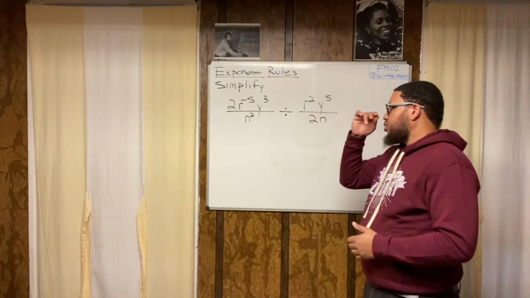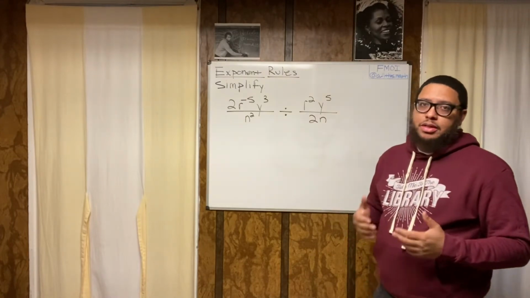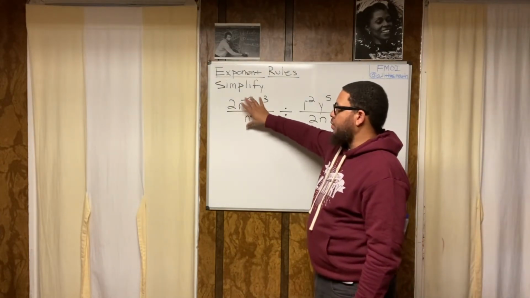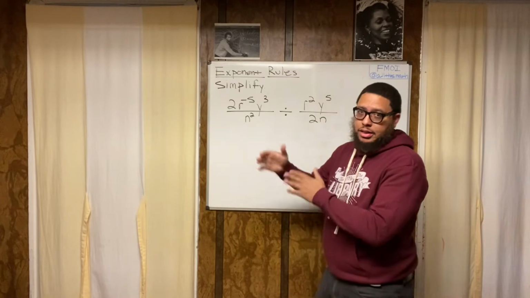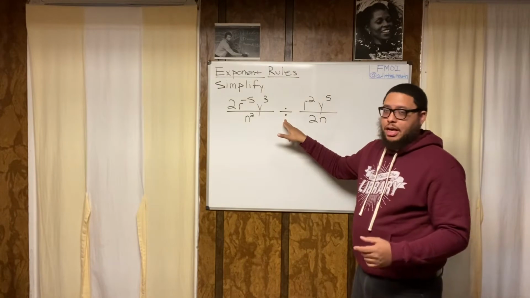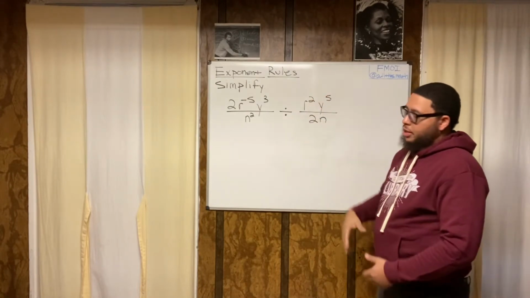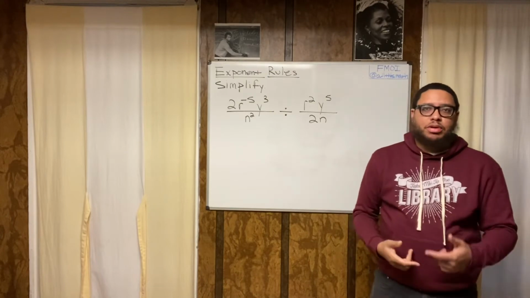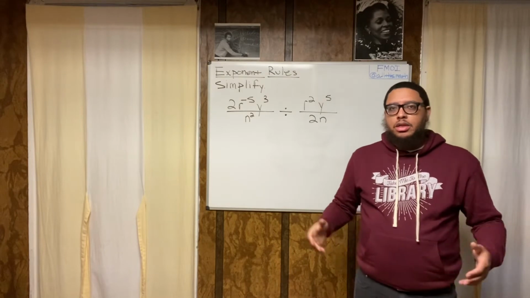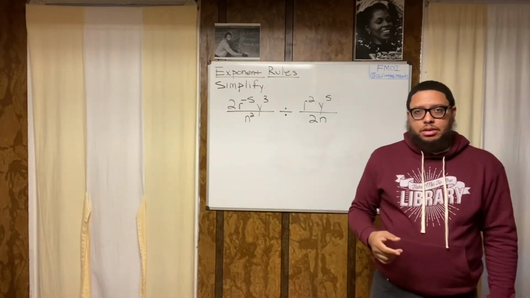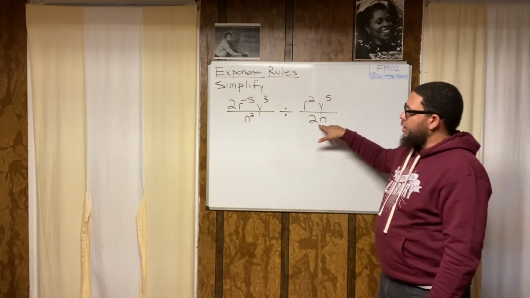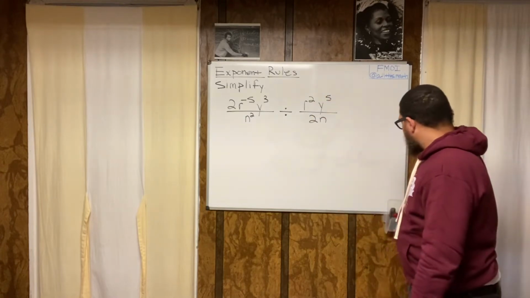All right. So the first thing I'm going to do is implement the keep, change, flip procedure, right? So I'm going to keep this fraction the same way, meaning I'm going to rewrite the entire problem, but I'm going to keep this fraction the same. I'm going to change this division sign to a multiplication sign, and I'm going to flip this fraction. And when I say flip, more technically, I mean I'm going to take the reciprocal of it when I rewrite the expression. Or another way to think of that is the numerator and the denominator are going to switch places. So the numerator is going to go down here and become the denominator. This denominator, 2n, is going to go up top and become the numerator. So this is what it's going to look like.